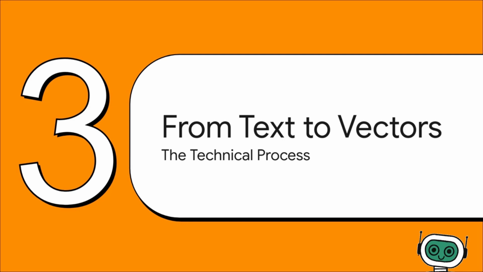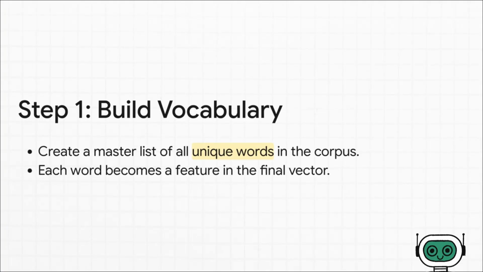All right, so that's the big idea. But how do we translate that analogy into a more formal process that a machine can actually use? We need to get from that messy bag of counts to a structured numerical format. The process always starts by building a vocabulary. This is just a master list of every single unique word that appears across our entire collection of documents. Think of it like a dictionary for our specific data set. Every word gets its own unique spot, its own index.